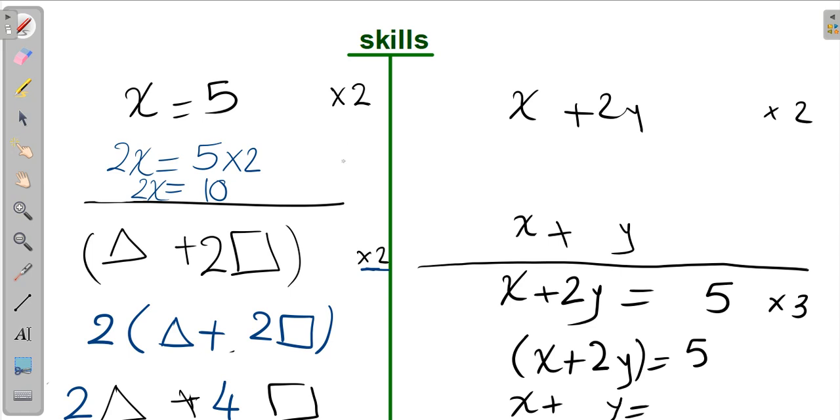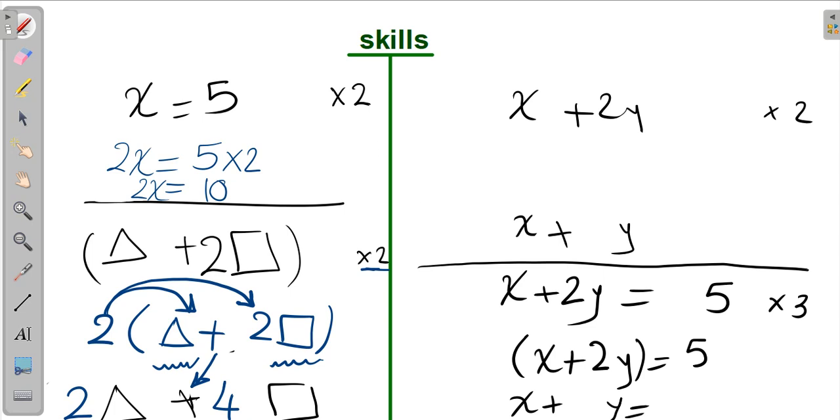By math, we distribute the multiplication of 2 over the triangle and the square. We distribute the 2 over the first term, which is the triangle, and the second term, which is the square, and the sign between them remains constant. Okay.